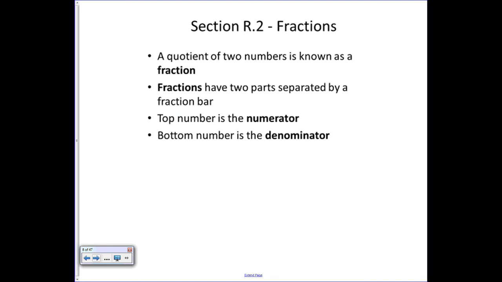So now let's go on and talk a little bit about fractions. A fraction is just a quotient of two numbers, quotient meaning divide. Fractions have two parts separated by a fraction bar. If we have something like 2 over 9, this is our fraction bar. On the top of the fraction bar is what's called the numerator, and on the bottom we have the denominator.